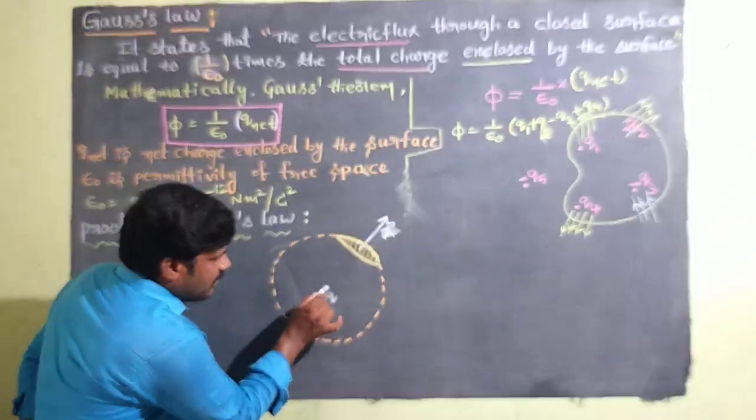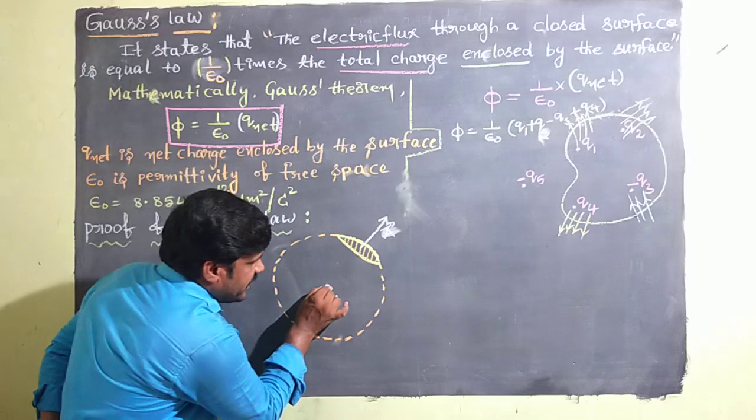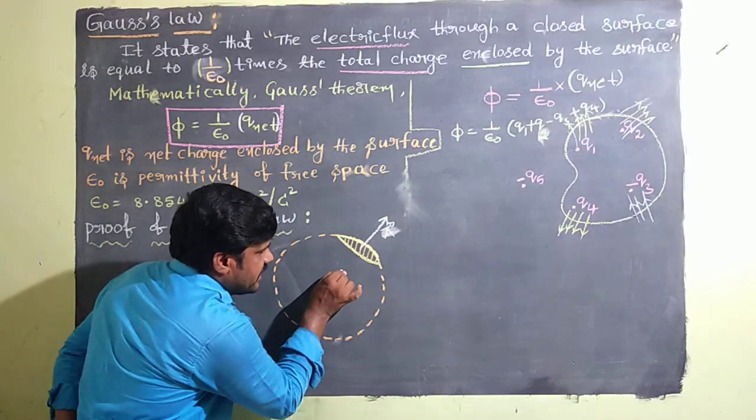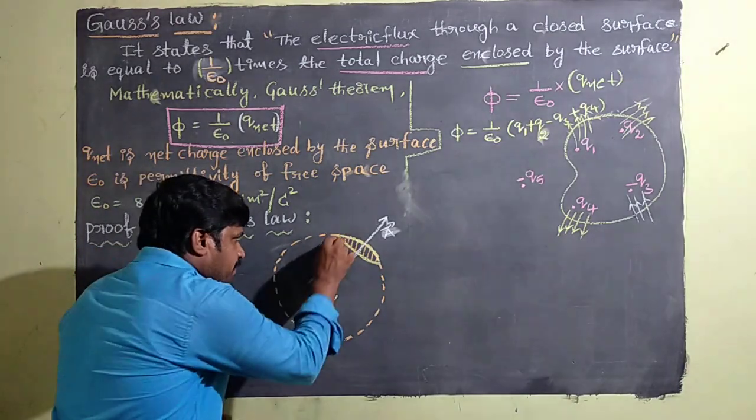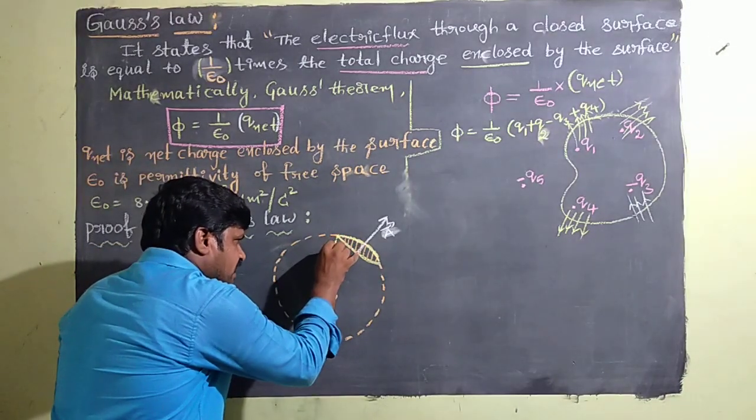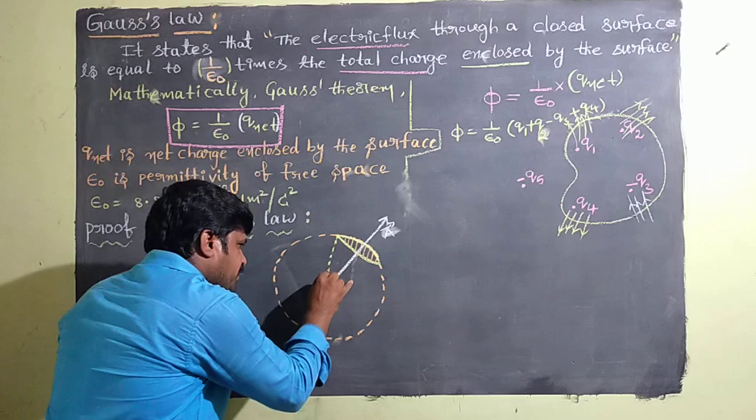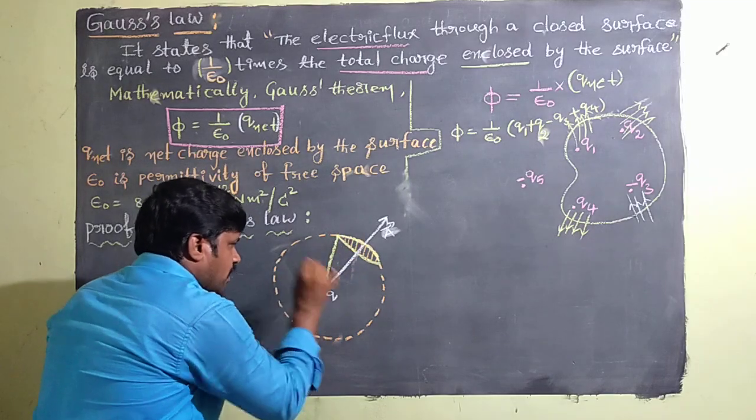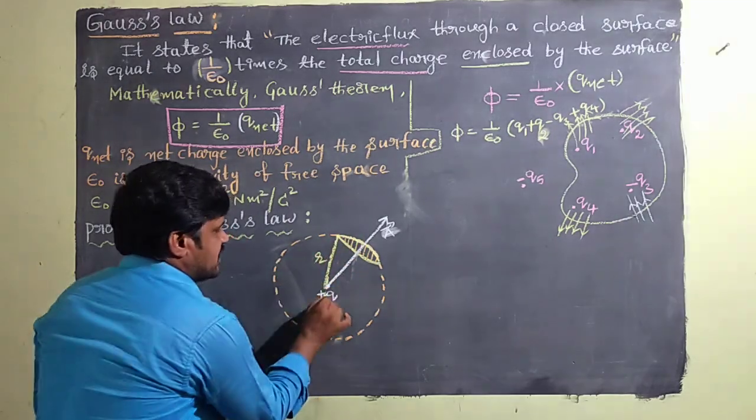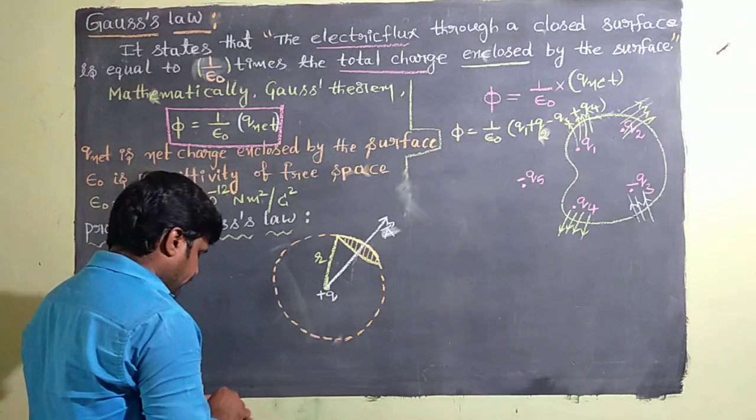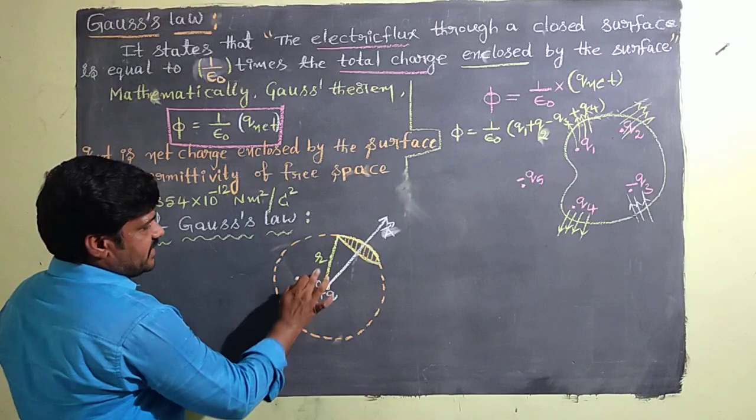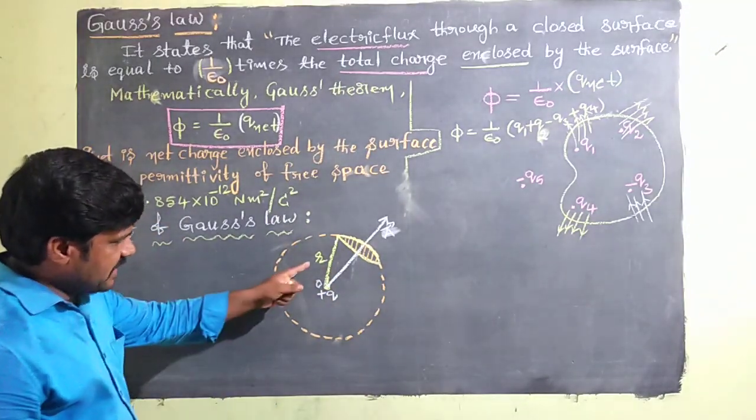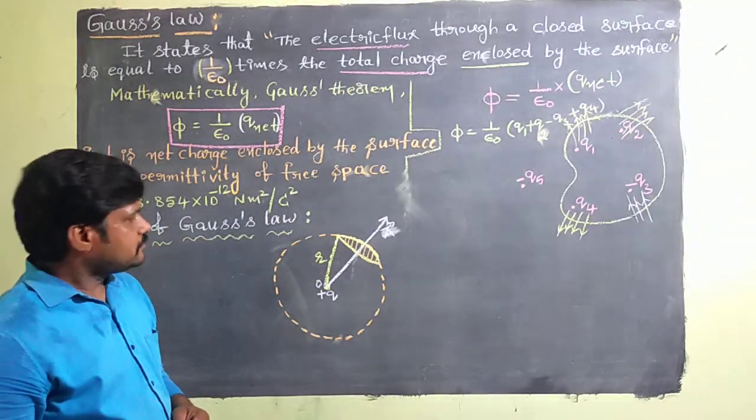What is the radius of this sphere? The radius of this sphere, I am giving, is r. That means from the origin to the surface, the radius is r.